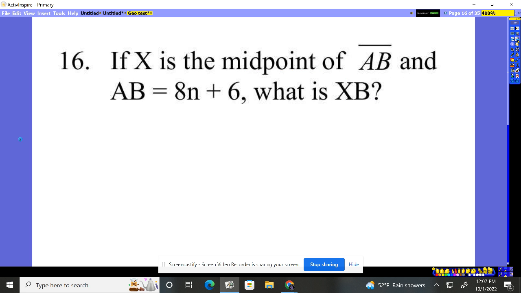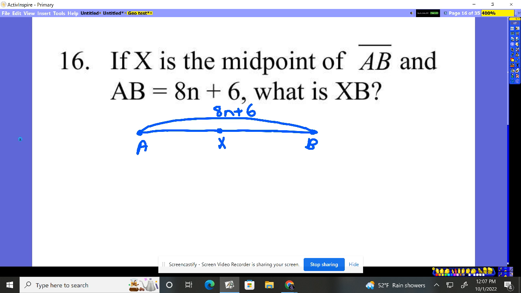16, if x is the midpoint of line segment AB. So I have line segment A to B, and I have x in the dead middle. It says A to B, that whole distance, the whole leg, has this expression of 8n plus 6. Now, let's say A to B was 20. Wouldn't each of these pieces be 10? What if A to B were 50? Well, I'd cut it in half, and each part would be 25.